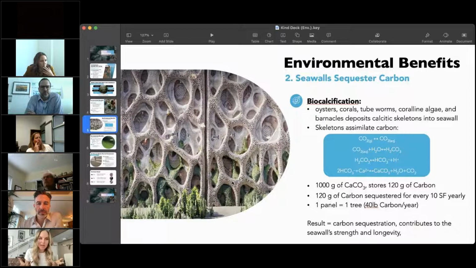So each one of our panels is about 10 by 10 feet. We can make any size, but on average it is 10 by 10 feet, and it sequesters 40 pounds of carbon per year, which is the equivalent of a tree. So when you have these very large projects that are miles long, that's a very significant carbon sequestration function. And another bonus is that these skeletons also contribute to the strength and the longevity of the walls, because again, they add structure to the panels.